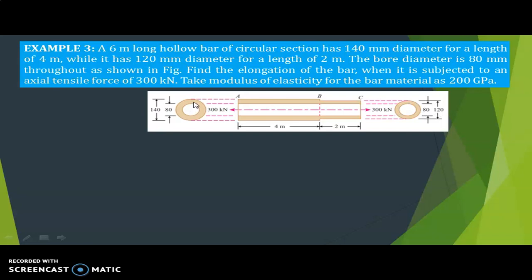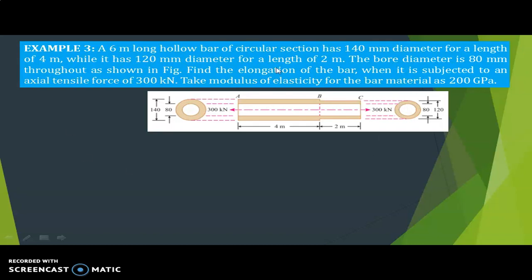This is 140 mm external diameter for a length of 4 meter, and this is 120 mm diameter for a length of 2 meter. The bore diameter is 80 mm throughout as shown in the figure. It means this internal diameter is the same here, 80 mm. For the 2 meter and the 4 meter portions, this is 80 mm.